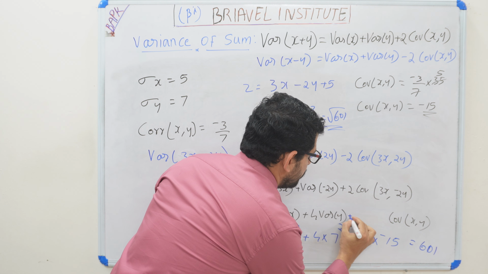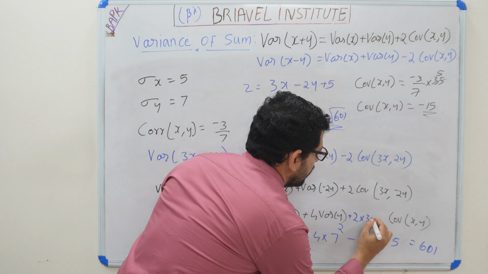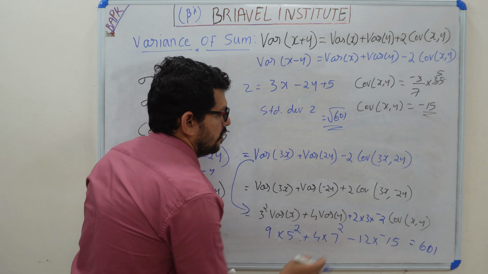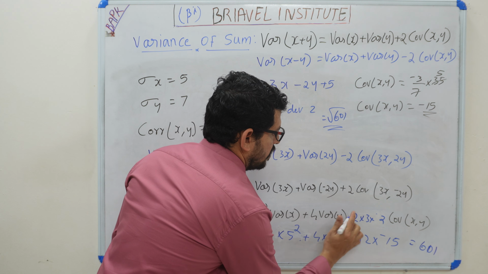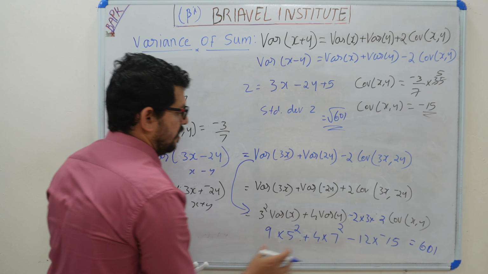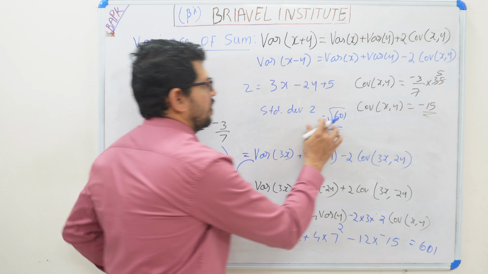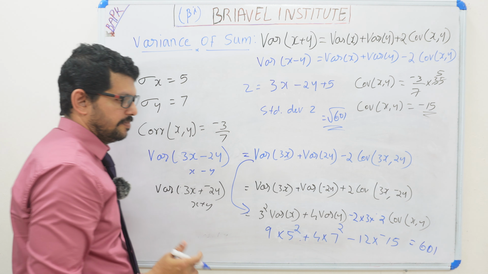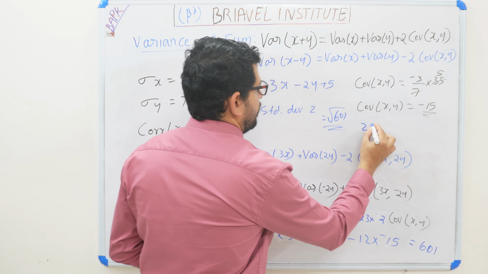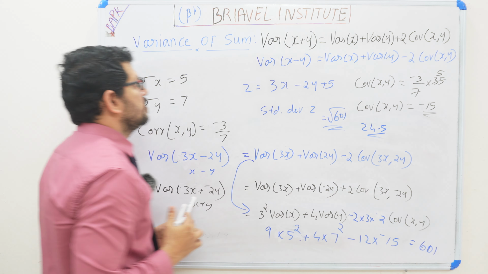Plus 2 times minus 3 multiplied by minus 2. So this becomes minus, written here as minus. Same way, then applying variance of x, we get 601. So the square root of 601 gives the answer. It's approximately 24.5. So this is the variance of the sum.